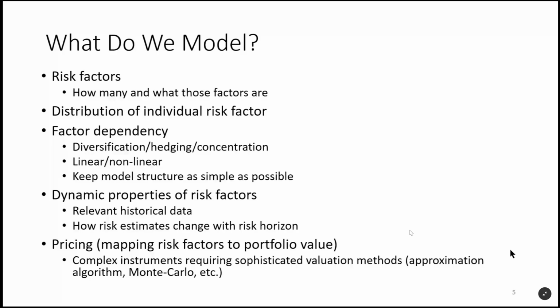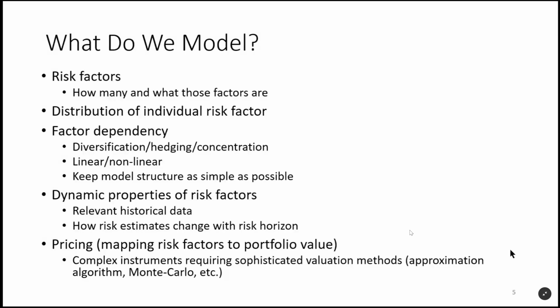Okay, after that we need to identify dynamic parameters of the risk factors. So we need to find out if the risk factors are autocorrelated or something like that, because it will influence the way our risk measures and our risk estimates will change with extending horizon of risk. Okay. And as a matter of fact, the relevant historical data also matters, because if we have only short historical perspective, probably we won't be able to identify those properties.